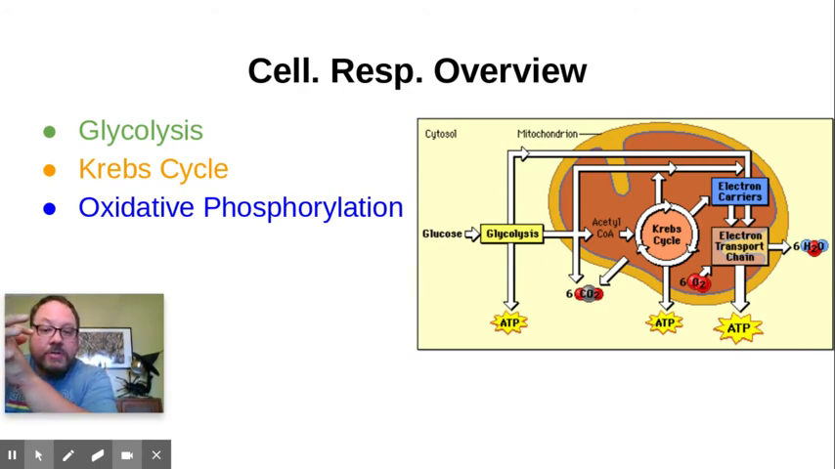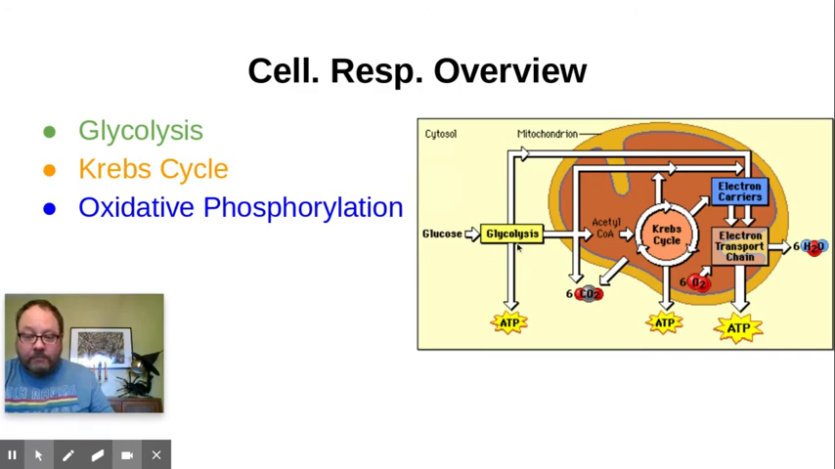And these reactions occur in different parts of the cell. Now, if we look at this basic diagram here, the first of those three processes, glycolysis, that happens in the cytosol of the cell, so in the sort of fluid part of the cell. And then the last two sets of reactions, the Krebs cycle and the electron transport chain used for oxidative phosphorylation, those happen within the mitochondrion.